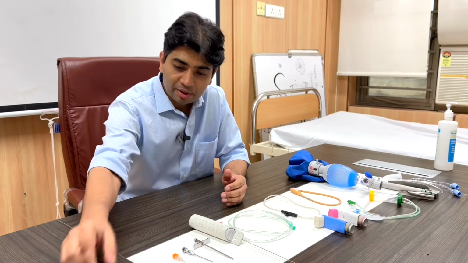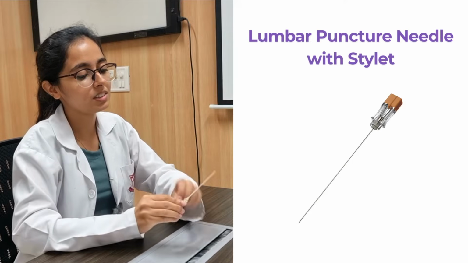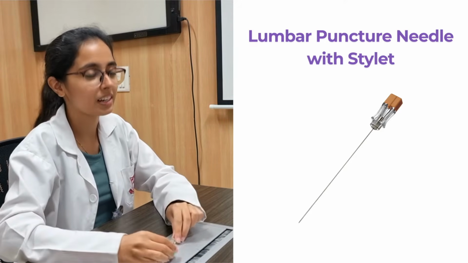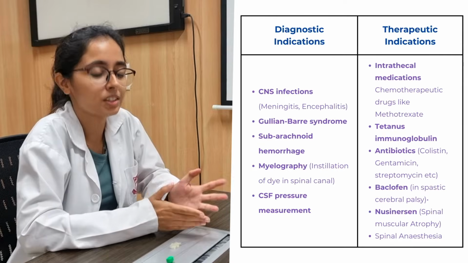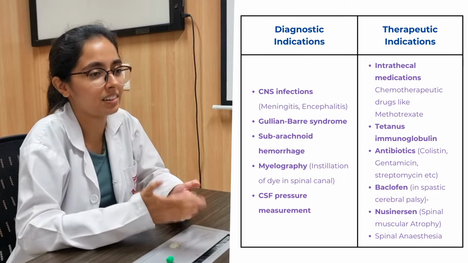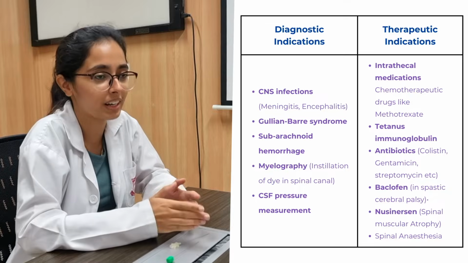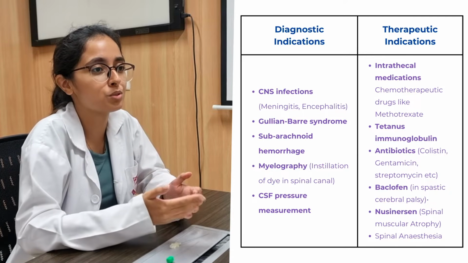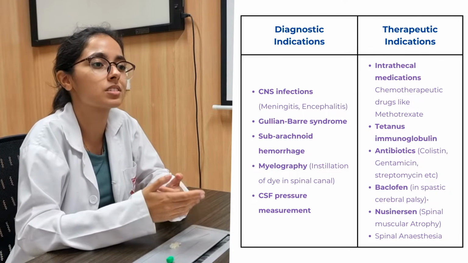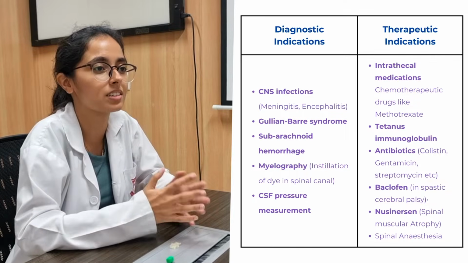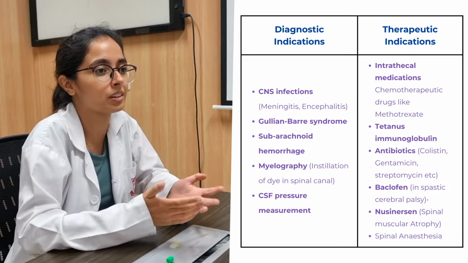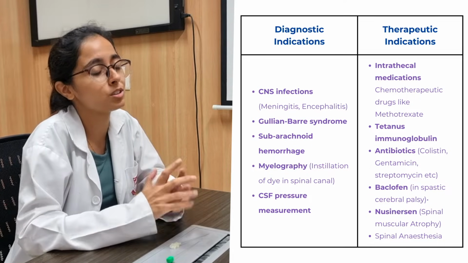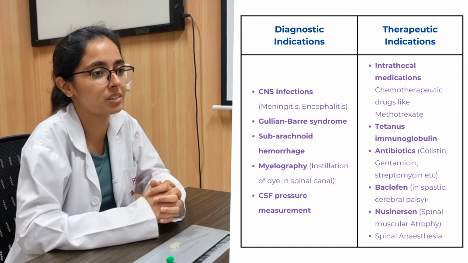Identify this equipment. So this is a lumbar puncture needle with a stylet. Can you tell me some of its uses? So this can be used for both diagnostic and therapeutic purposes. If we talk about diagnostic purposes, then it can be used for CNS infections, say for instance meningitis and encephalitis. Other indications can include Guillain-Barré syndrome and subarachnoid hemorrhage diagnosis. We can also use it for myelography and CSF pressure measurement.